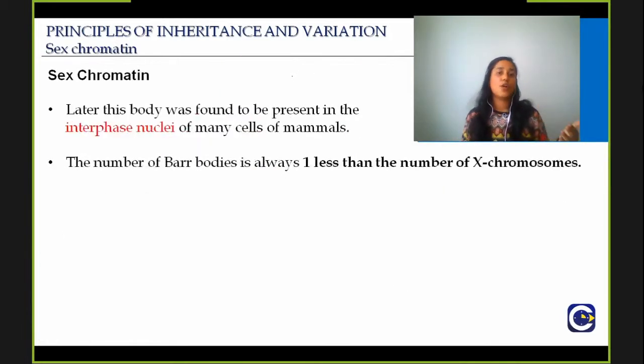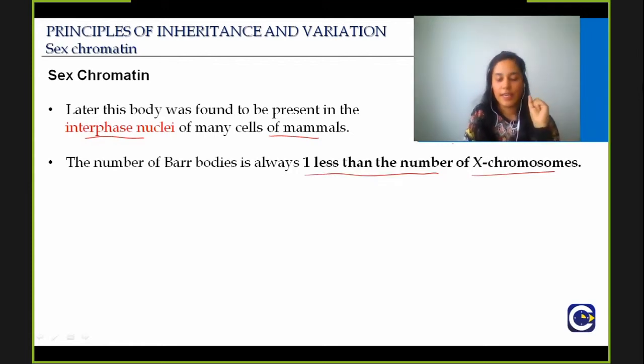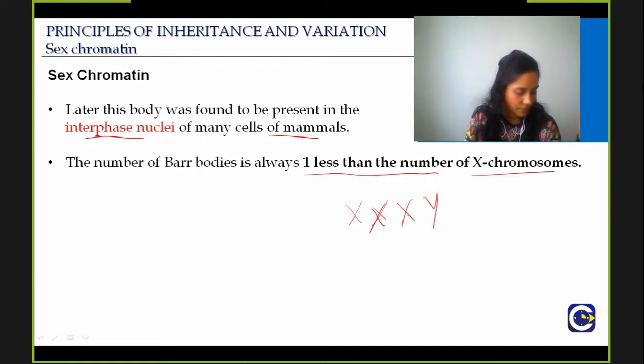Good. And later this body was found to be in the interphase nuclei of many cells of mammals. And this is important. The number of Barr bodies is always 1 less than the number of X chromosomes. Even when there are certain diseased conditions such as meta-female, meta-male, which we will see in the subsequent sessions. So this Barr body represents nothing but an inactivated X chromosome.